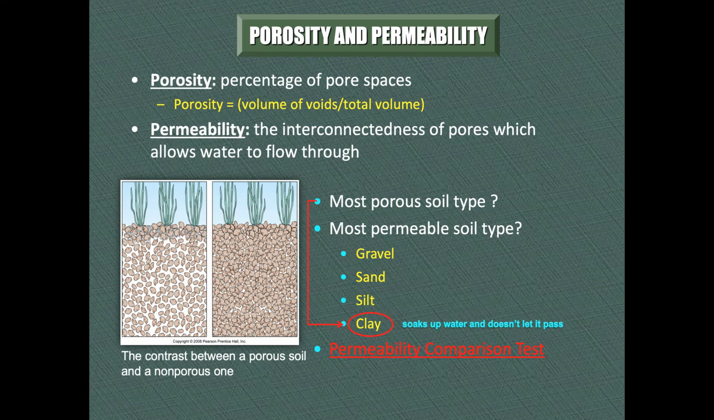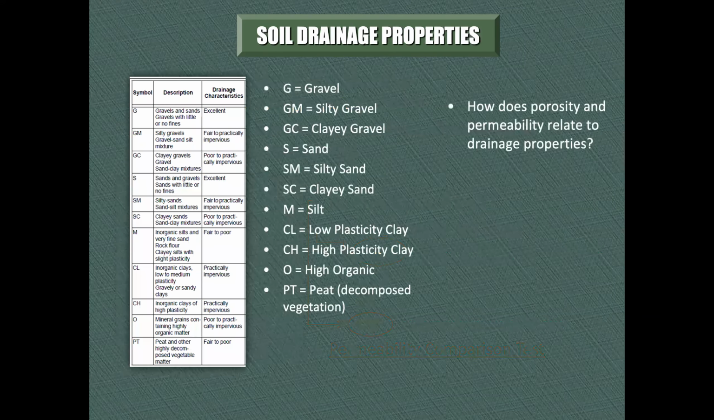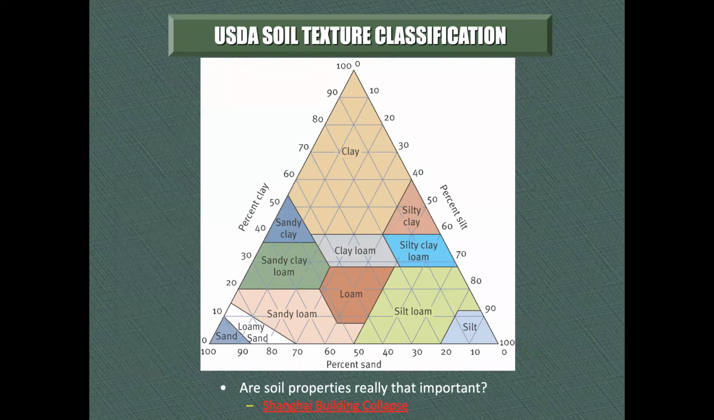And here's the idea of something like clay. Clay is a very porous but not permeable soil, meaning it soaks up the water, but it doesn't let it pass. Sand is the most permeable, or in this case, gravel because it's bigger. It basically allows the water to go through so it doesn't really react with it. It just basically goes right through it and it dries up a lot more quickly. This is the soil triangle. You find this in your textbook.